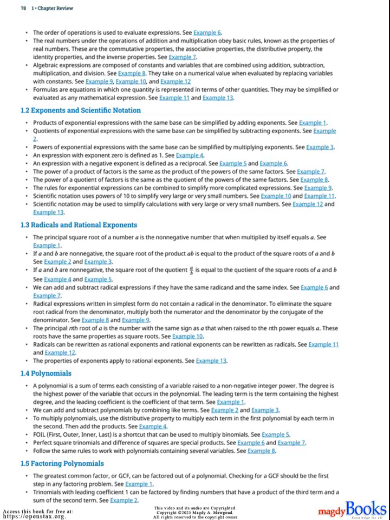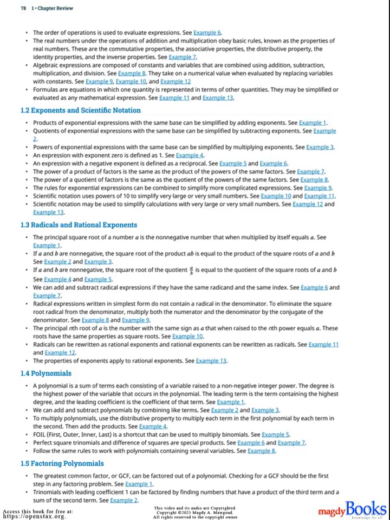1.3.2. If a and b are non-negative, the square root of the product a times b is equal to the product of the square roots of a and b. See example 2 and example 3. 1.3.3. If a and b are non-negative, the square root of the quotient a over b is equal to the quotient of the square roots of a and b. See example 4 and example 5.